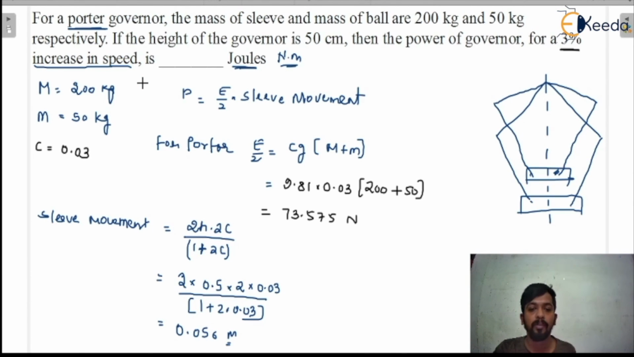I hope you understand how we get the value of the power. In the question it is important how we put the formula for the sleeve movement: 2h multiplied by 2c upon (1 minus 2c) when there is a decrease in the speed, but in this case there is an increase in the speed, so we have considered the plus sign. And you all know the formula for the effort of the Porter governor, that is C g multiplied by (M plus m). The assumption is that all the arms are of equal length and they are pivoted on the axis of the governor. These are the assumptions you must remember. I hope you understand the solution of that question.